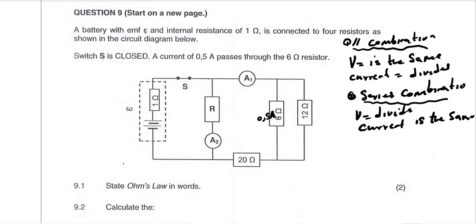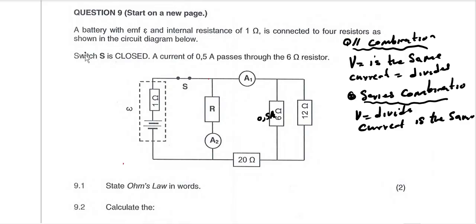So know that the voltage of 6 and the voltage of 12 is the same because they are in parallel. 6 and 12 are in parallel. They say state Ohm's law. Ohm's law says that the potential difference across a conductor is directly proportional to the current in the conductor at a constant temperature. You will write it.